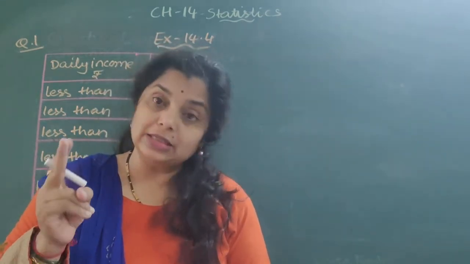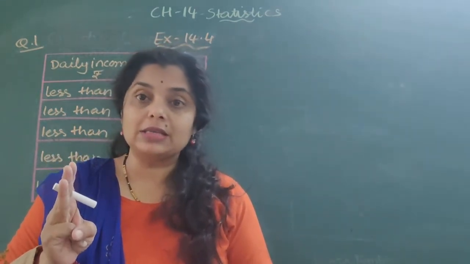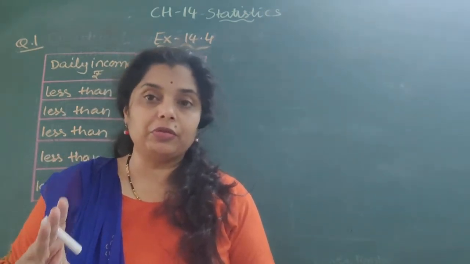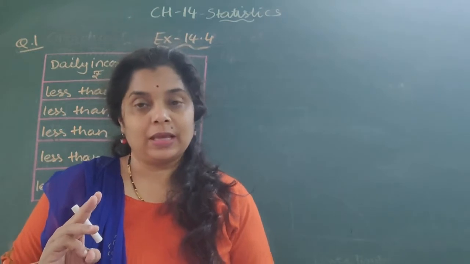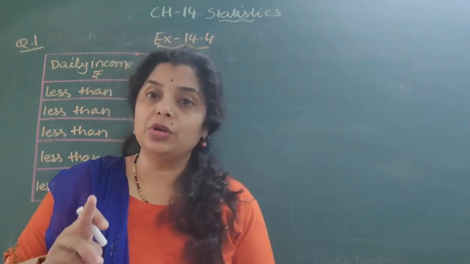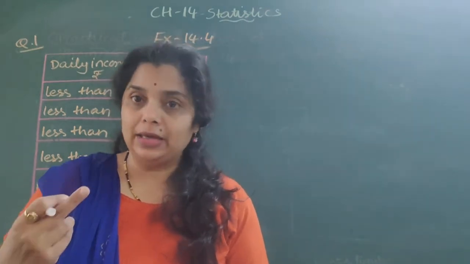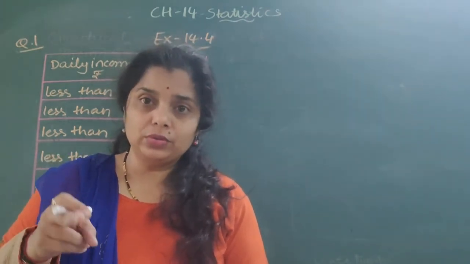So for the first class, the upper limit is 120. For the second class, it is 140. For the third class, it is 160. For the fourth class, it is 180. And for the fifth class, it is 200. And they are asking for the cumulative frequency. So what do we gradually do? Gradually add the values.